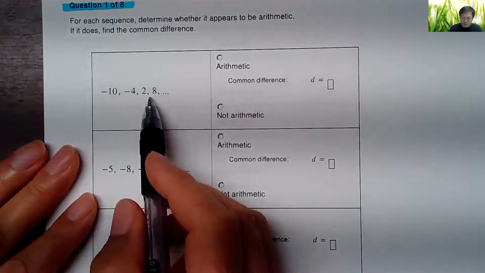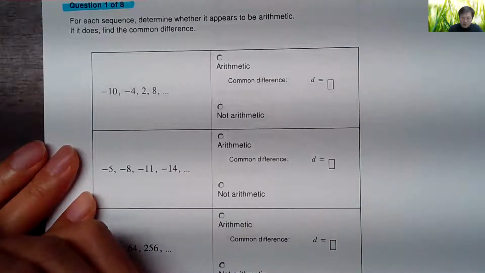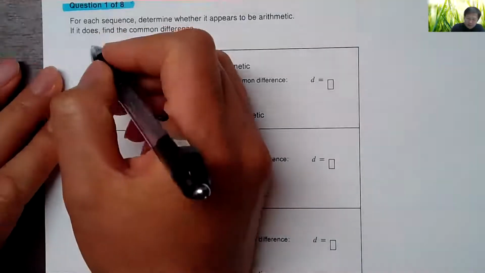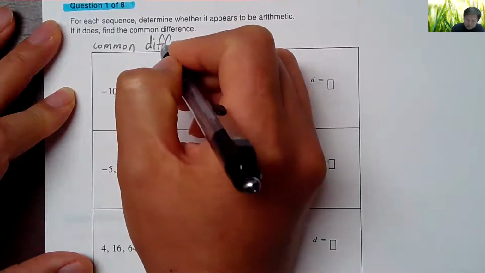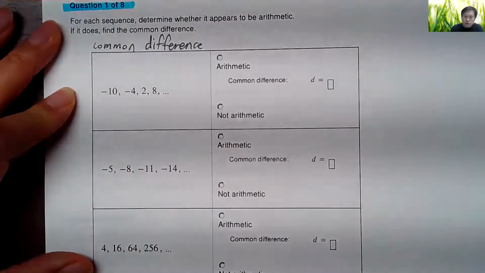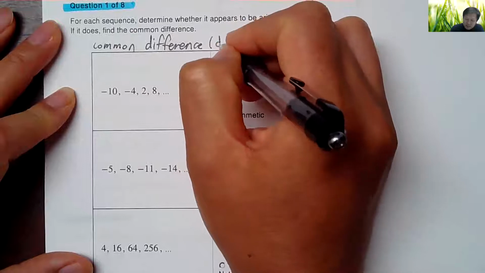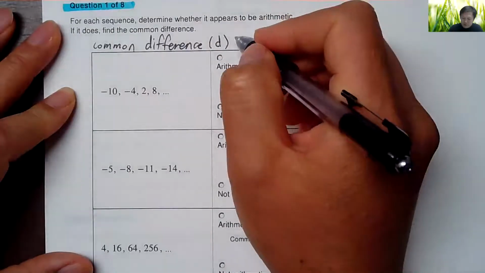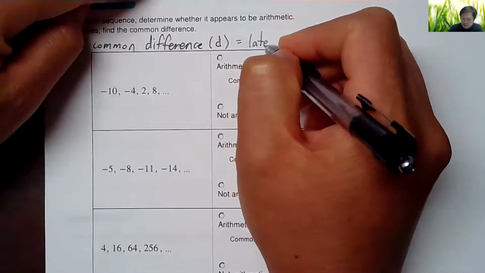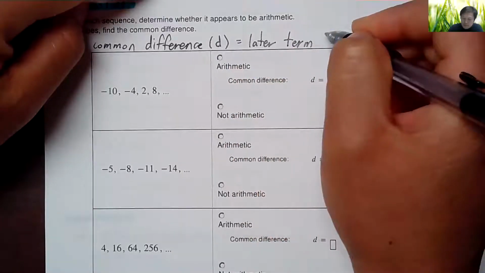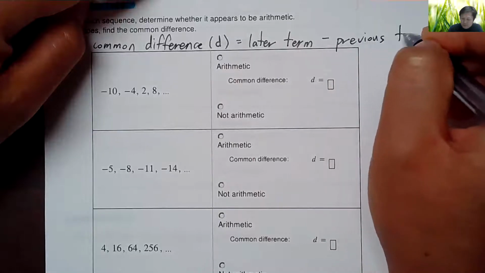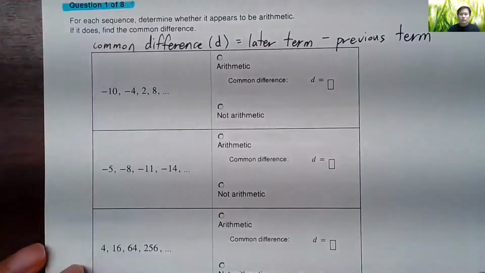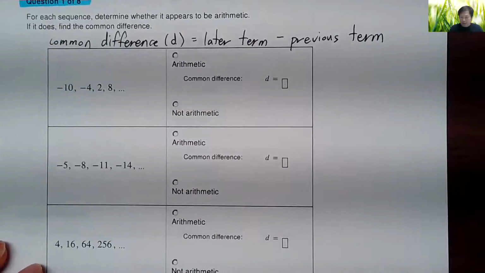-10, -4, 2, 8. So what you want to do is find the common difference. Common difference, we usually use D as a common difference. Latter term subtract by previous term. So latter term minus previous term.